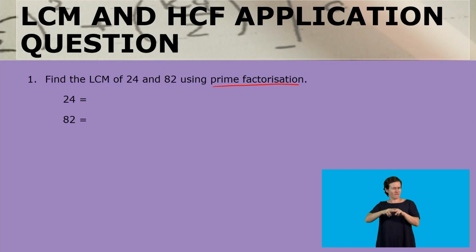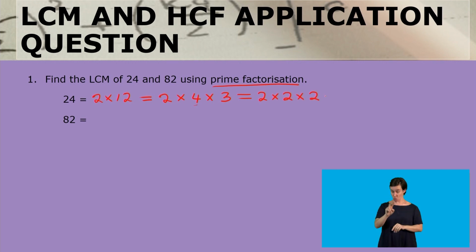Let's break down 24. That is 2 multiplied by 12. But because 12 is not a prime number, we are going to say 2 multiplied by 4 multiplied by 3, because 4 multiplied by 3 is 12. Then 4 is not a prime number, so we need to break that down even further. It's 2 multiplied by 2 multiplied by 2 multiplied by 3. And that is 24 represented as its prime factors.